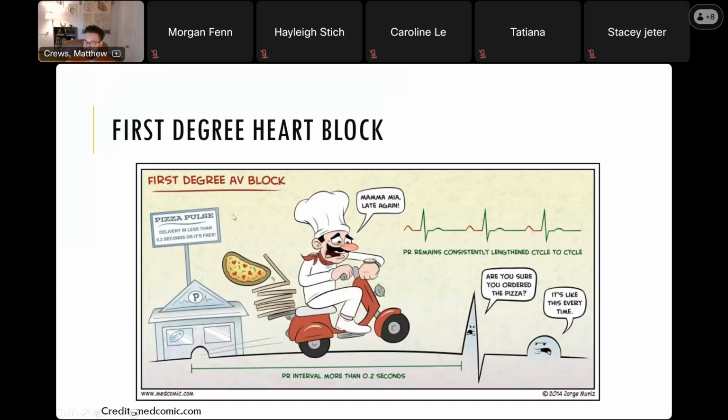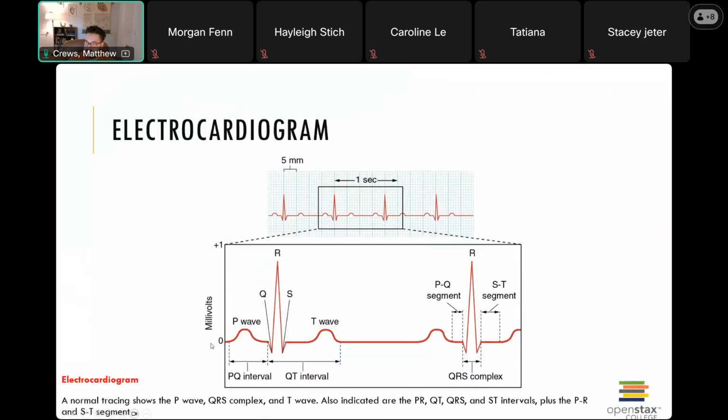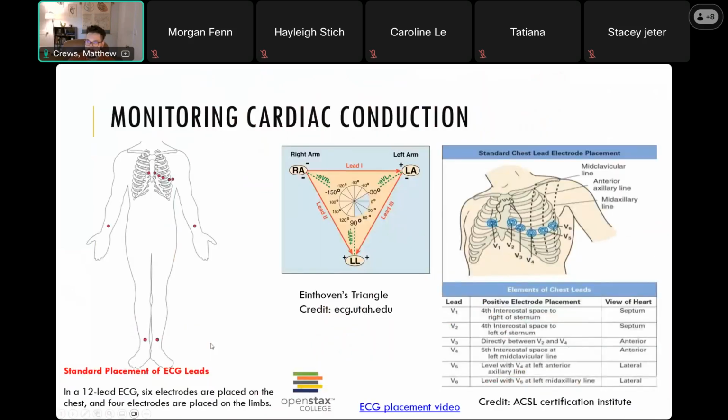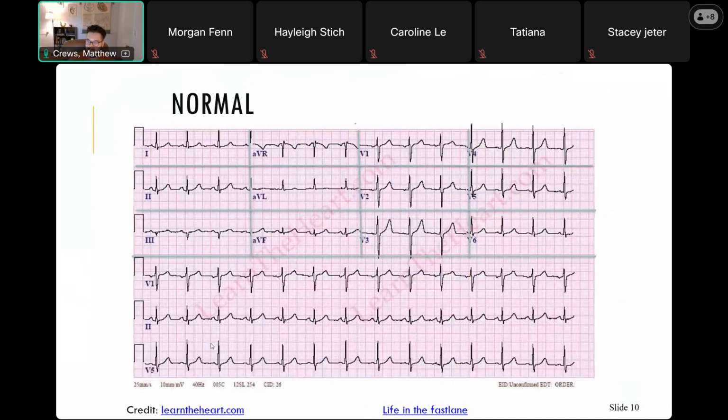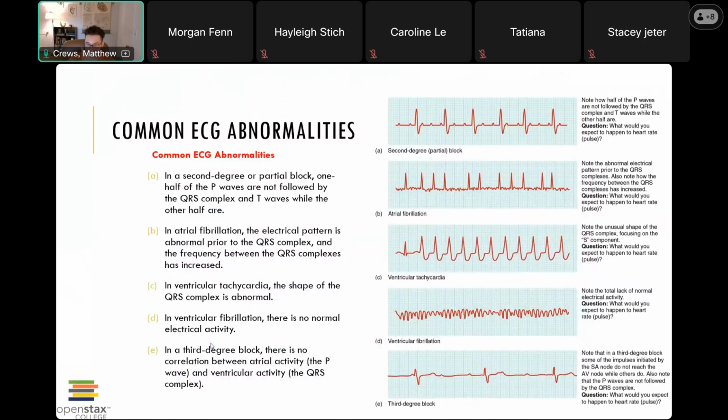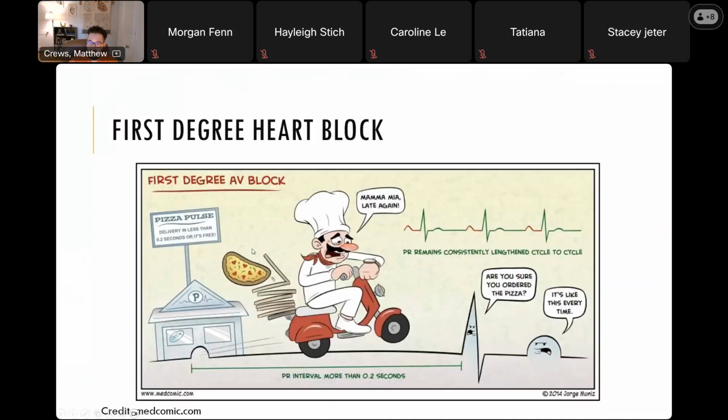Okay, first degree AV block. Okay, so this is an AV block. Any questions on this so far? Where are we at? Any questions on EKG or views or anything like that? No? Okay, can I move on? Great. Okay, so first degree AV block.